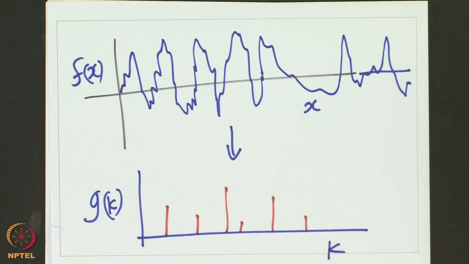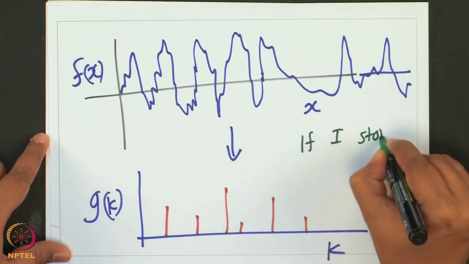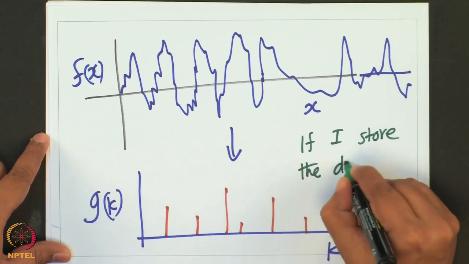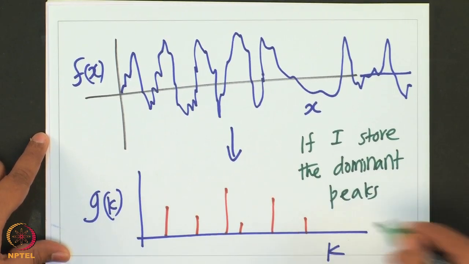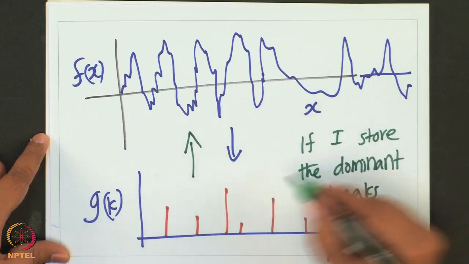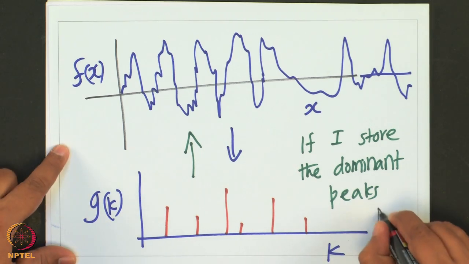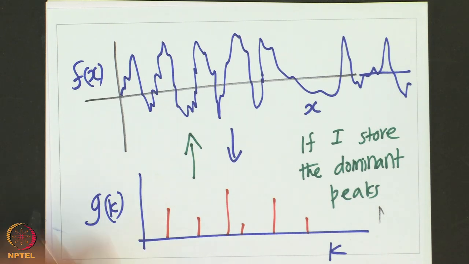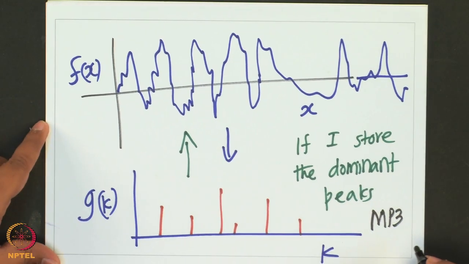And if I store only the dominant peaks, so I might have very small peaks which are negligible, but if I store only the dominant peaks, I can reconstruct approximately this music. So this is what is typically done, for example, in MP3 music, roughly this is what is done. You might have heard this thing called MP3. MP3 is a format which many of you might have heard, which is some kind of compressing format.